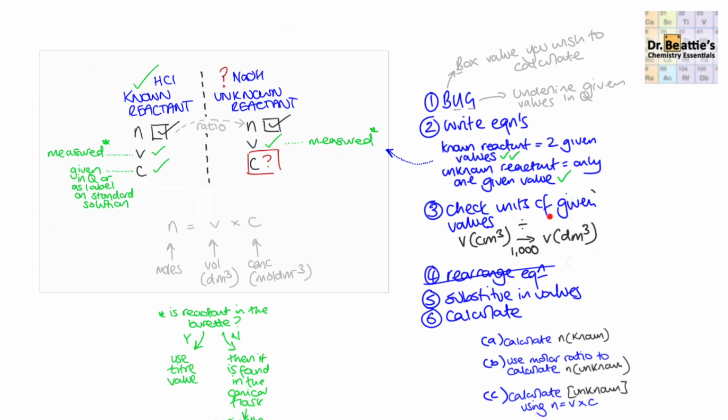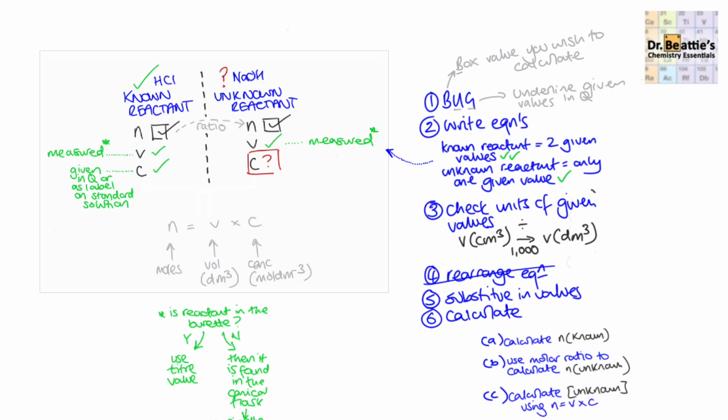Convert any units of any given values, and this is volume of interest, so centimeter cubed into decimeters cubed, so that it matches concentration, and that's because this equation requires decimeter cubed. Now, also the volumes themselves can be measured in the lab, and it depends on if they're in the burette or the conical flask, so this little summary allows you to work that out. Concentration will always be given in the question, or if you're in the lab, as a label on the standard solution.